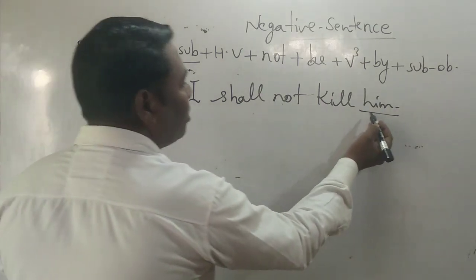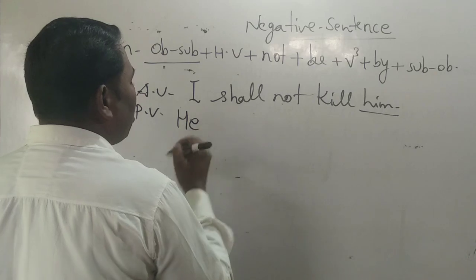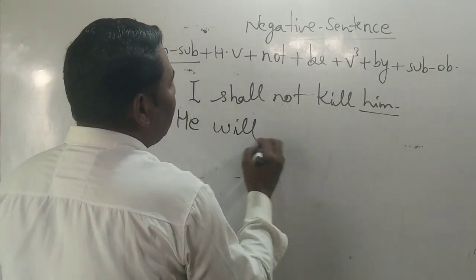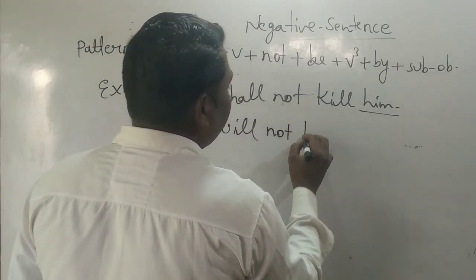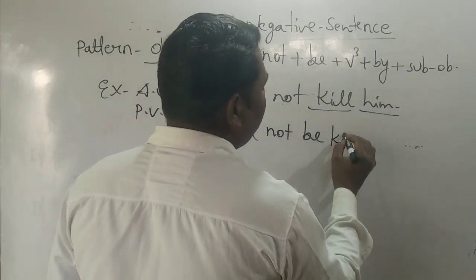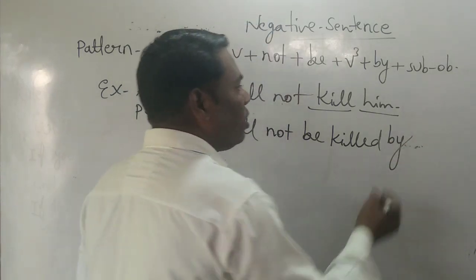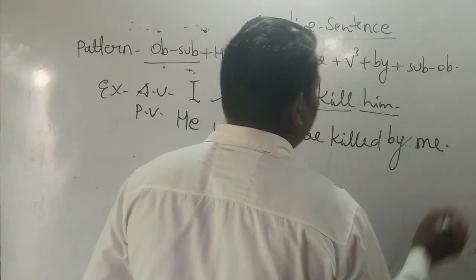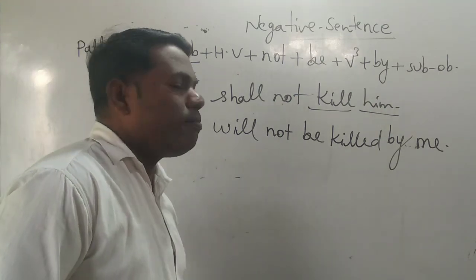At first write object to subject, and him will be changed into he. Now our subject is he. According to he, use will, and after the helping verb, use not, and then be. What is V3? Kill will be changed into killed, and by is our extra word, and then subject to object. I will be changed into me. Now you have changed into passive voice. He will not be killed by me.